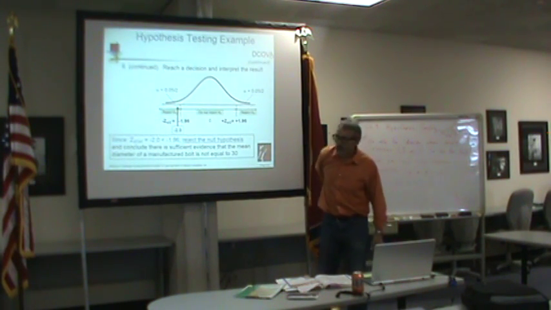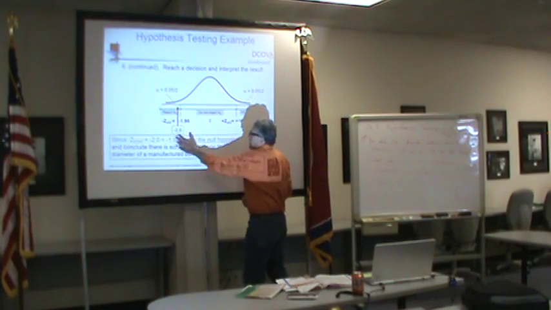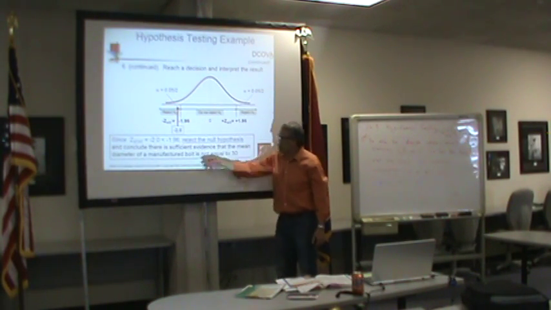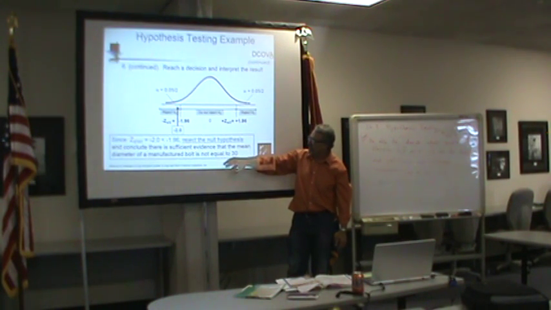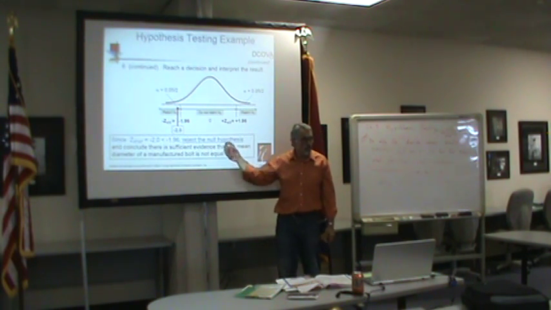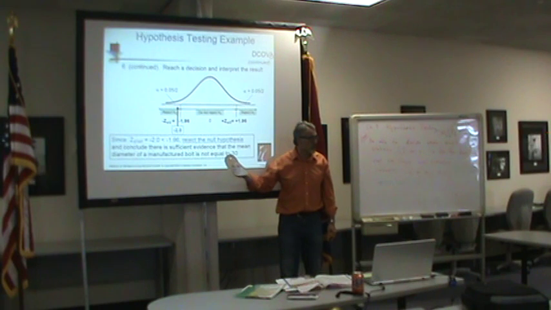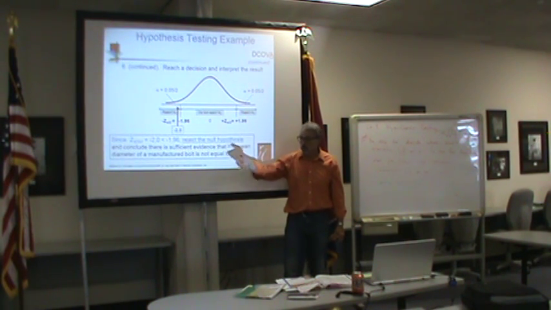All right, reach a conclusion. So since the z-stat fell over here, we reject the null hypothesis and conclude that there is sufficient evidence that the mean diameter of the bolts is not equal to 30. You know, again, it's not 100% sure that was the case. We might have got the goofiest sample, but it's far enough away that if you're the person running the bolt factory, it warrants you to go do something.